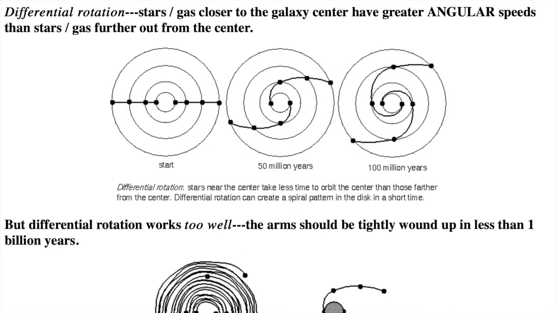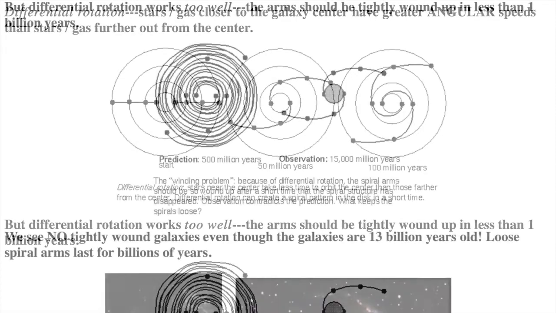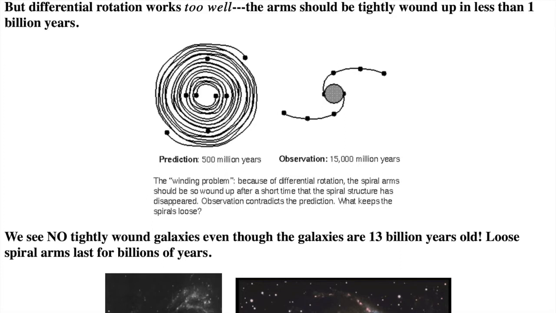Next slide. Recall the idea of differential rotation, where the stars and gas closer to the galaxy's center are able to move by greater angular amounts than stars and gas farther out from the center. That differential rotation can make a spiral pattern in a short amount of time. But differential rotation works too well because the arms should be very tightly wound up, so much that the spiral pattern would disappear after less than 1 billion years.